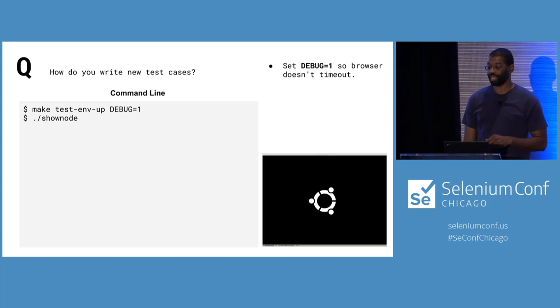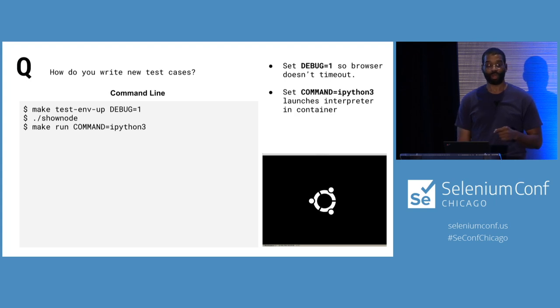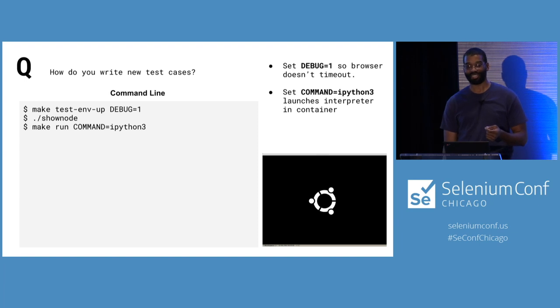Next thing I do is I run the ShowNode command so that I can launch a VNC viewer and I can see the web browser as I'm debugging. And then I run the make run command. Now, I know I told you it was only three commands before, but here's a fourth one. Make run is very similar to make test.